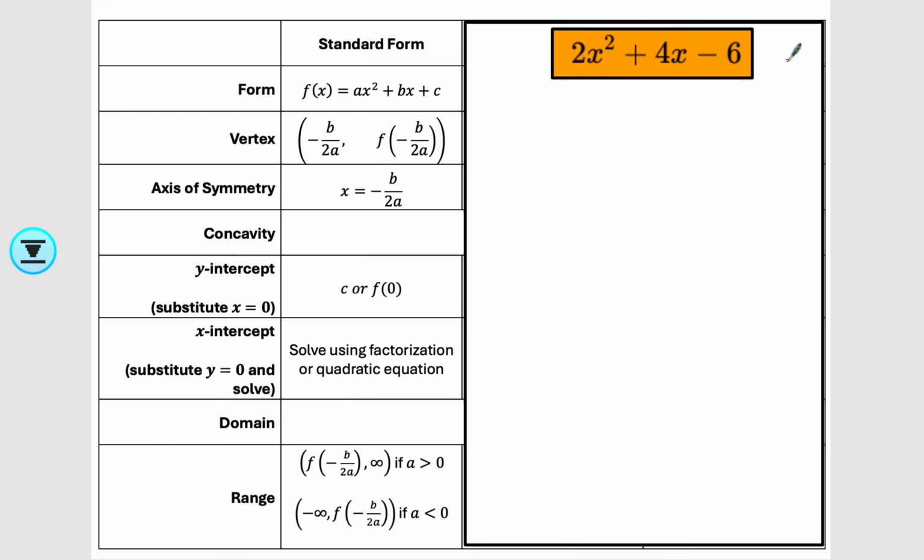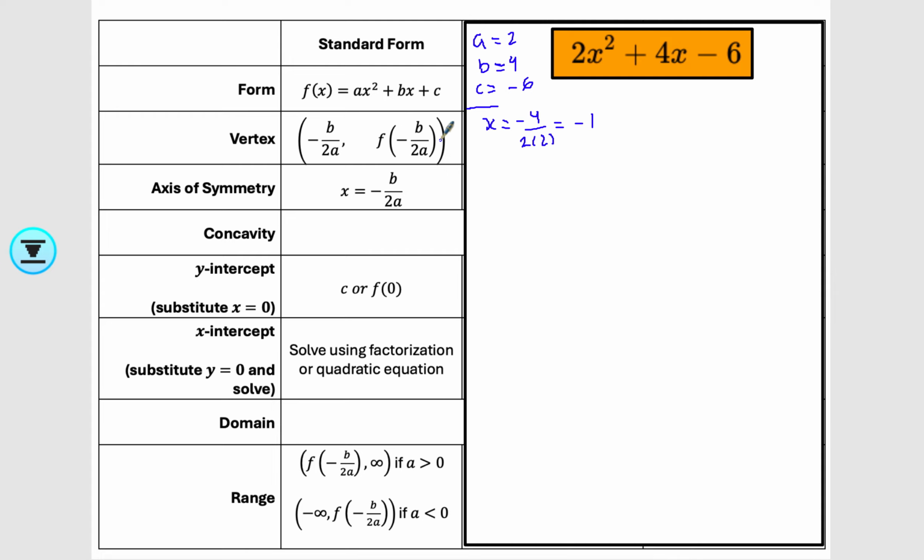We'll start with 2x squared plus 4x minus 6. It's good to start by identifying your letters. So a is 2, b is 4, and c is negative 6. We will start with the vertex. We use the formula negative b over 2a to find the x value of the vertex. So negative 4 over 2 times 2, and that will give me negative 1. So that's the x coordinate of the vertex.